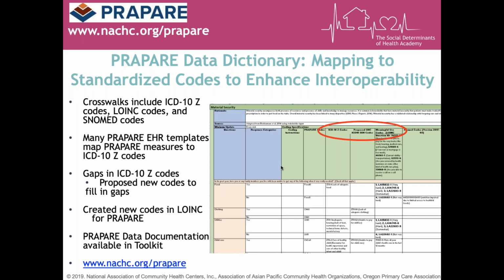But we have mapped it to where it exists, and we have worked with some other partners, including United Health Plan, to recommend additional Z codes to the ICD committee that are currently under review to help fill those gaps. In addition to Z codes, we've also mapped PRAPARE to LOINC codes, and we've gotten new LOINC codes added to fill in gaps where they existed, such that everything in PRAPARE is mapped to a LOINC code. And we've also mapped PRAPARE to SNOMED codes. You can see this data mapping in our data documentation, which is part of our toolkit, which you can see on our website. I just wanted to underpin that for everyone. Next slide, please.